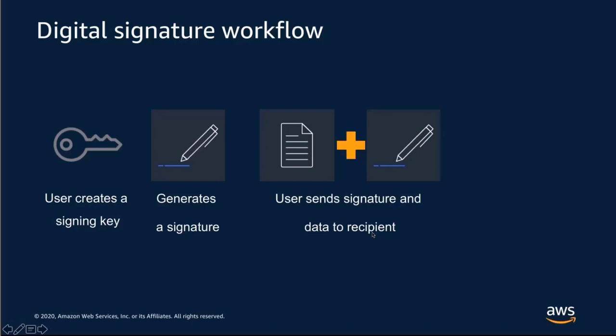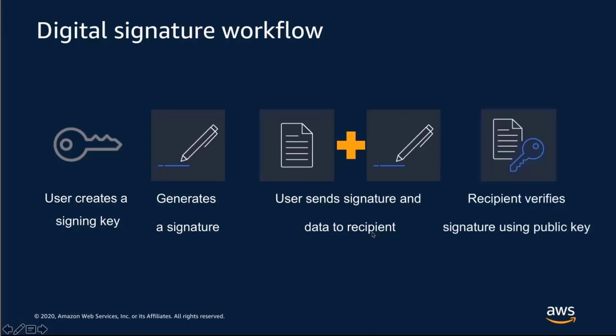Now, as a user, you take that signature and the data on which the signature has been generated and send it to a recipient. This recipient could be somebody within or could be an AWS customer or not. So this payload that you receive with the signature and the data, you could send to a third party, for instance. What that recipient will be able to do is verify the signature using the public key.